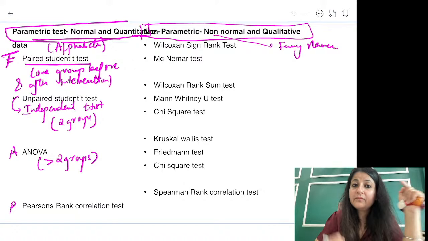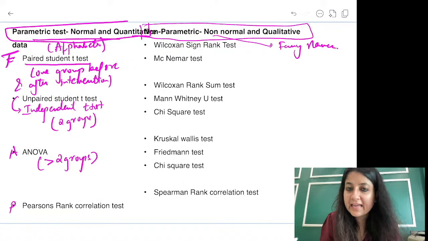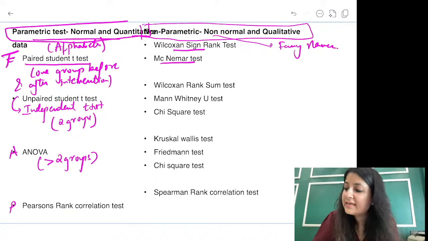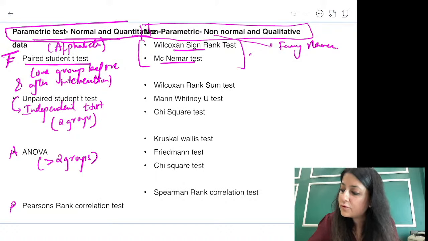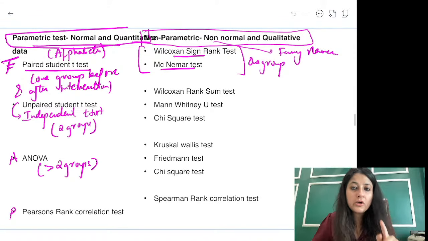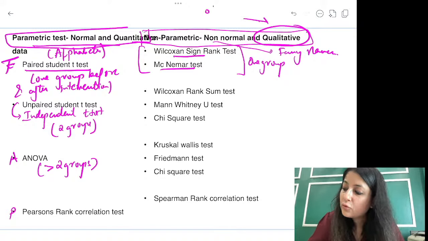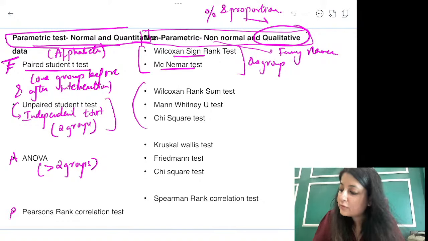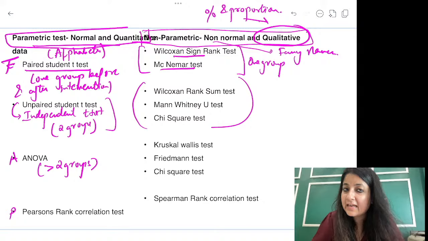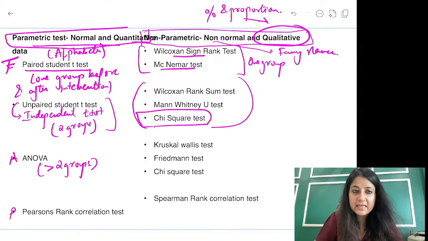Am I clear? All the tests on the parametric side have friends on the non-parametric side. Wilcoxon signed rank, McNemar, they are used for one group. Fancy names. But over here you will not talk about quantitative, you will talk about qualitative. That means you will compare percentages and proportions. For two groups, what can you use? Wilcoxon rank sum, Mann-Whitney, chi-square, most commonly asked.